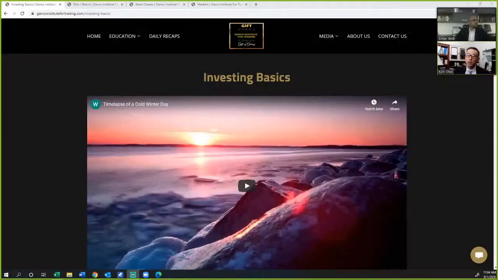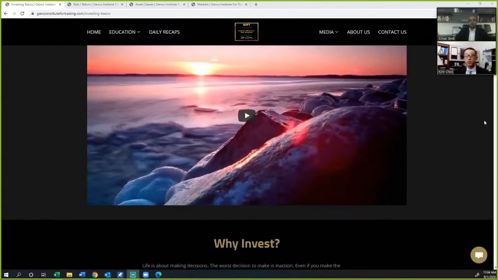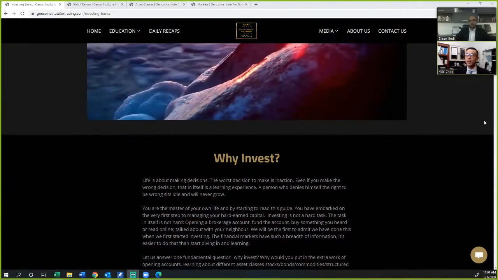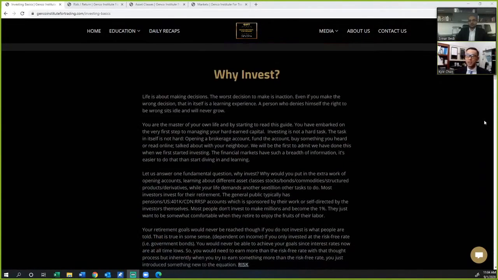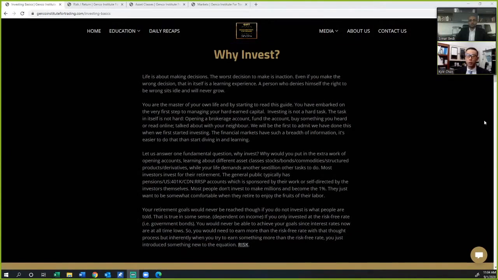So we just want to talk about the topic of investing basics, summarizing it into three main points: the benefits of investing, the risk and return concepts involved in investing, and asset classes and global markets. First, I want to touch base on the benefits of investing.